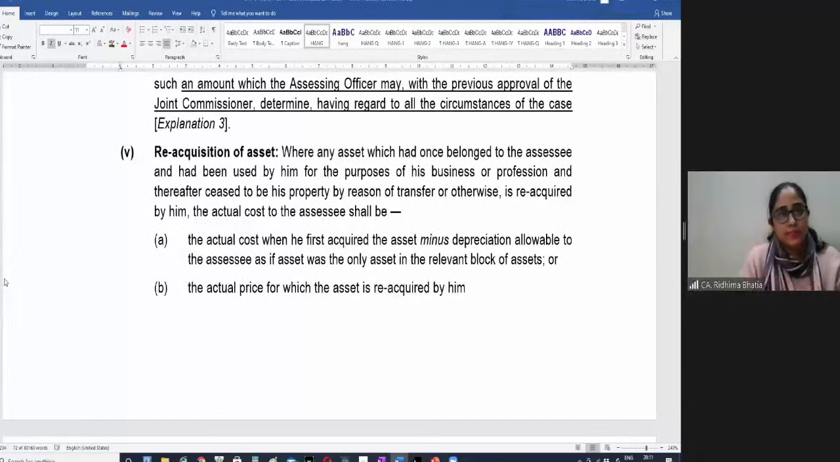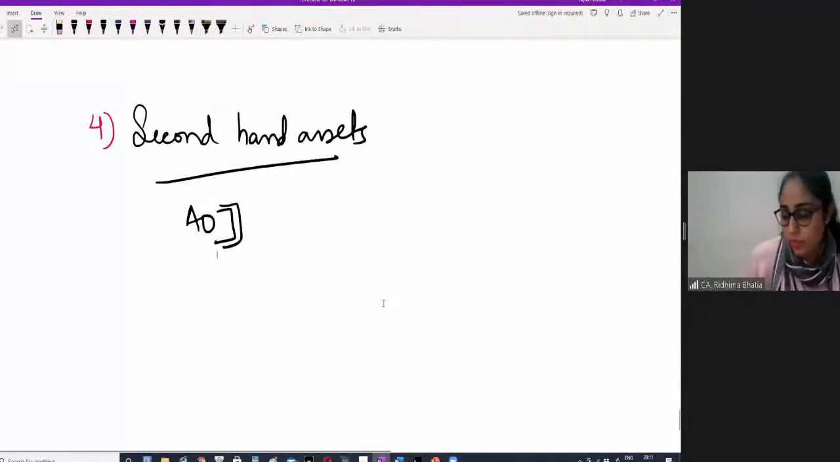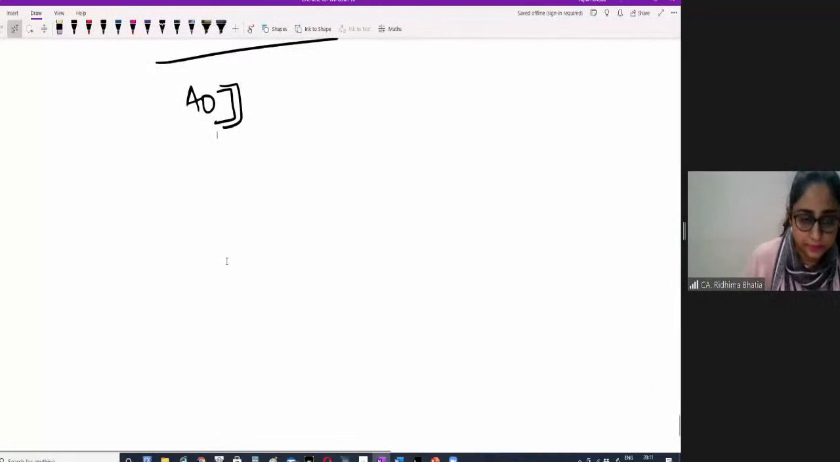So with all these explanations clear, next is reacquisition of asset. I am reacquiring the asset. Ma'am, what is the difference between second-hand and reacquiring? I will explain that after a certain time. Okay. So now I'm reacquiring the asset. What is the case of reacquiring?